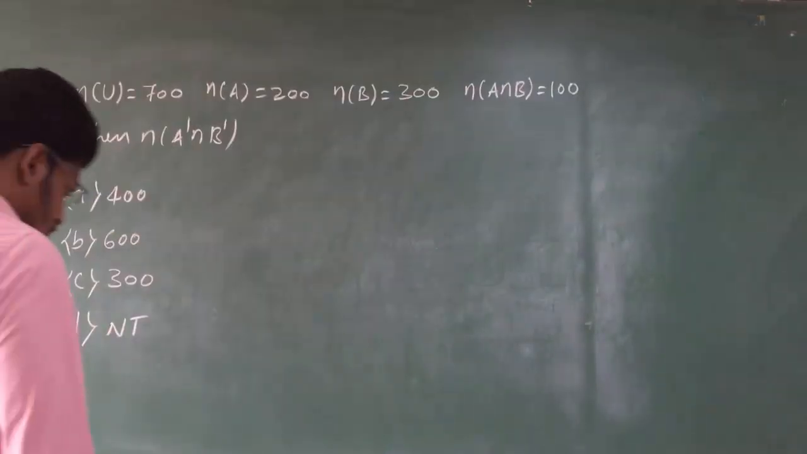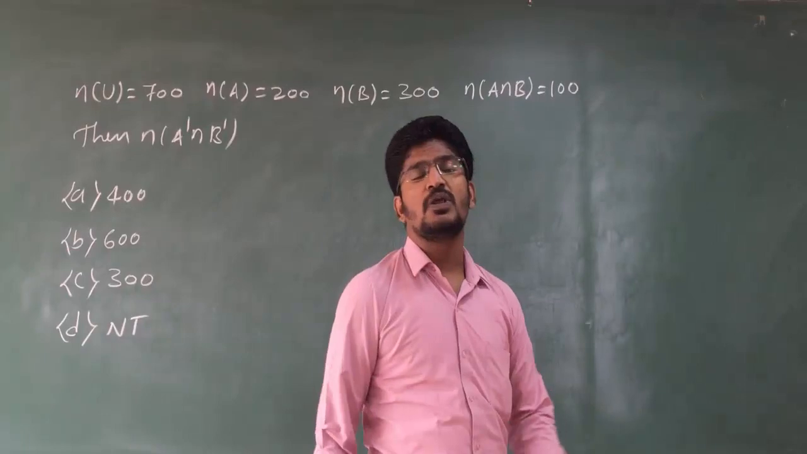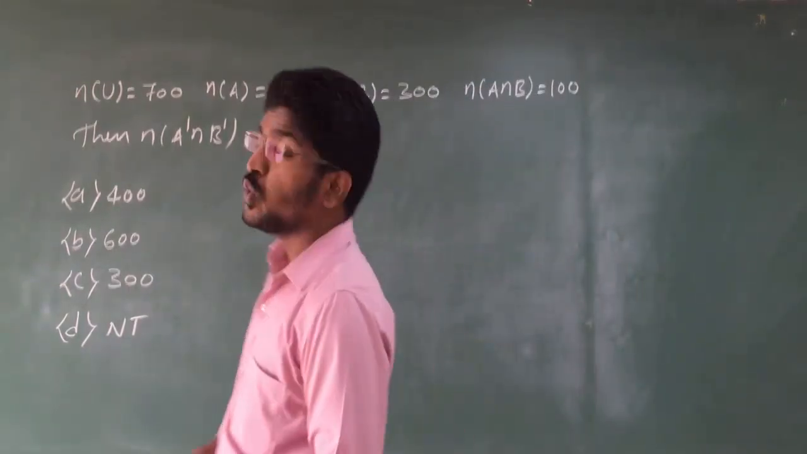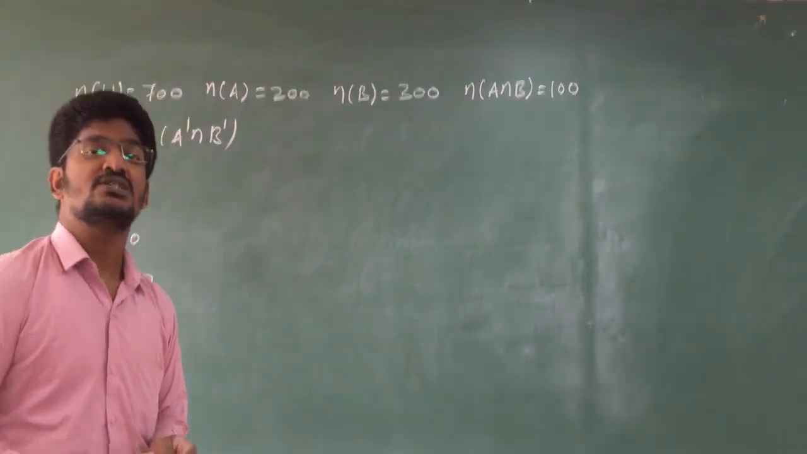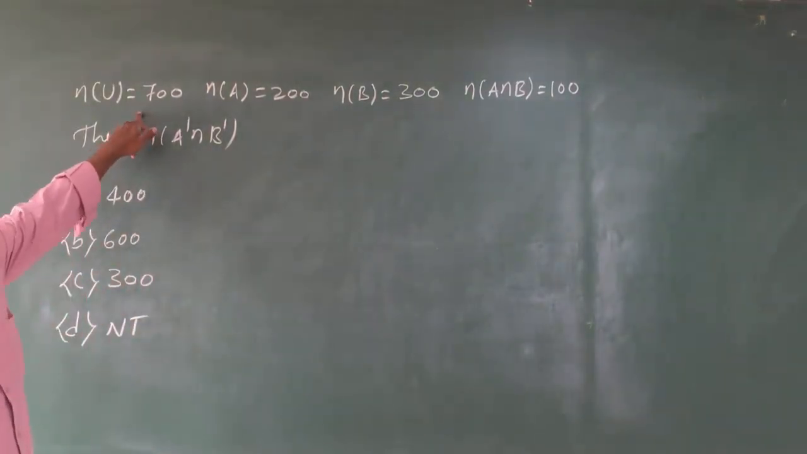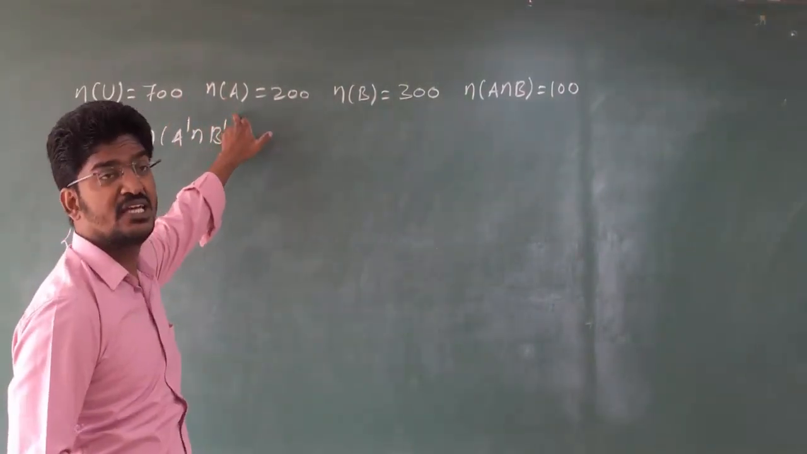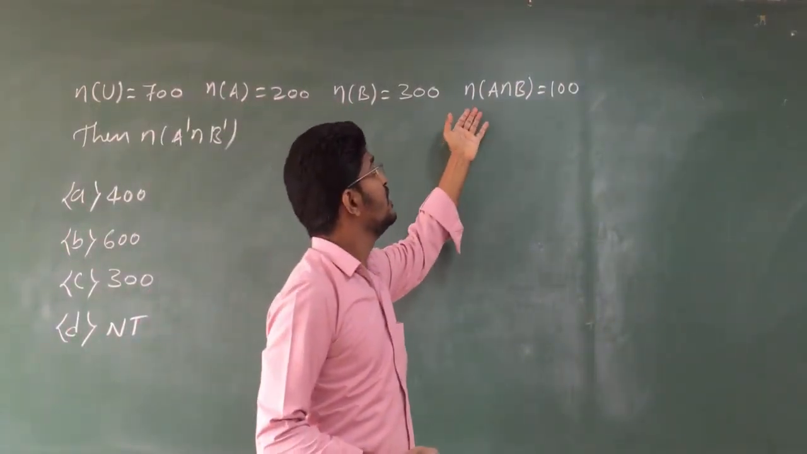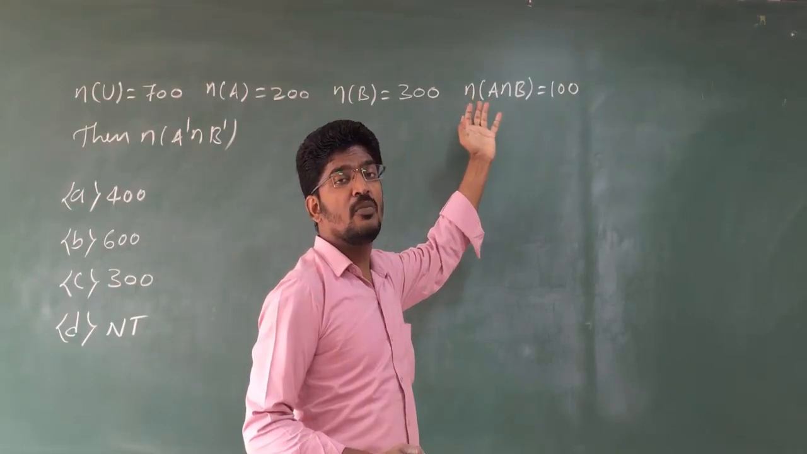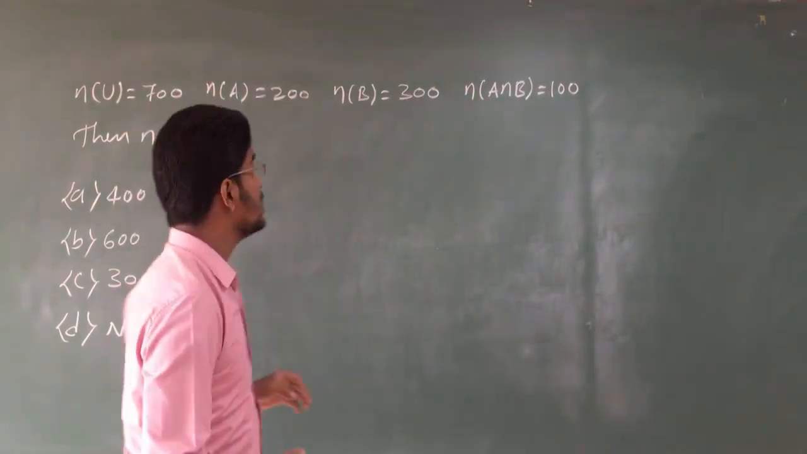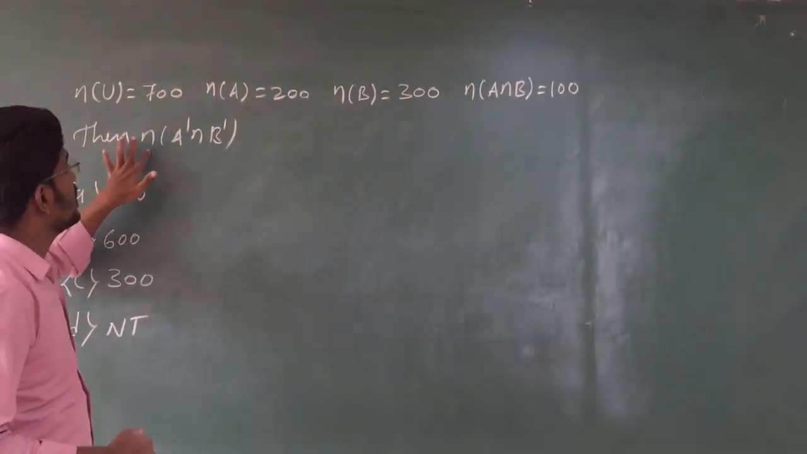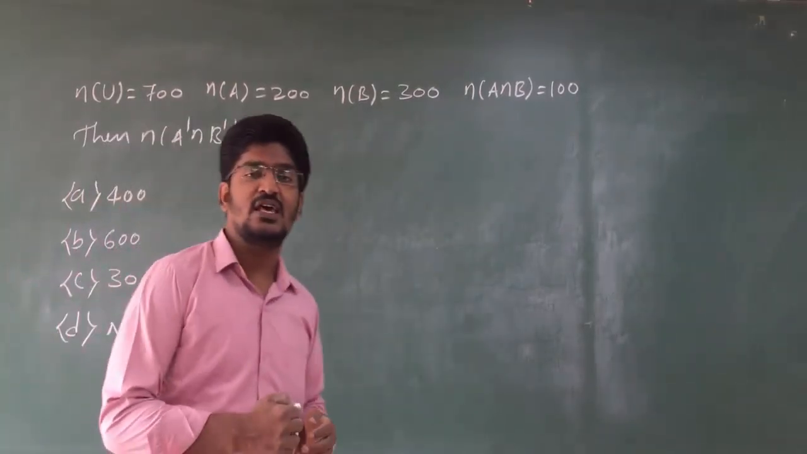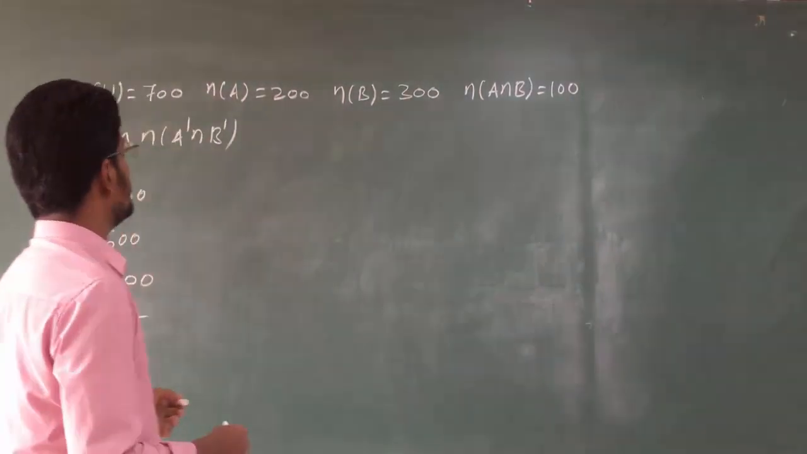Okay students, the next problem is very, very simple. That is, n of U, the number of elements in the universal set, is 700. The number of elements in A is 200. The number of elements in B is 300. The number of elements common to A and B is 100. Then they are asking for n of A complement intersection B complement. So it's a very simple problem.